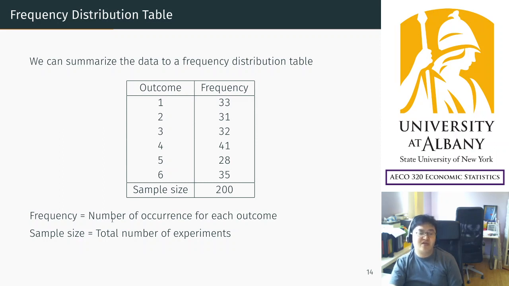So frequency is the number of occurrences for each outcome, and sample size is the sum of the frequencies, or the total number of repetitions.